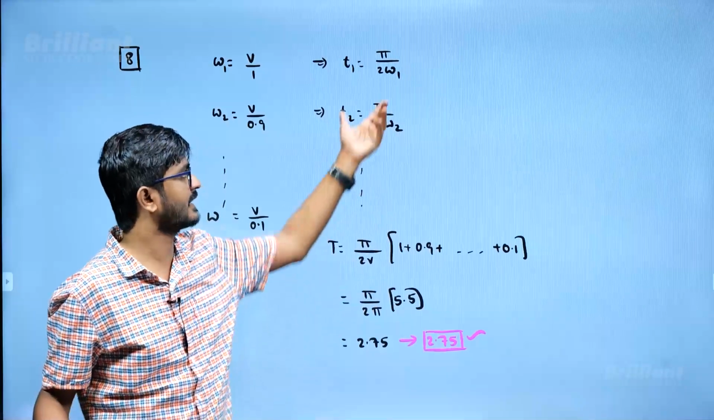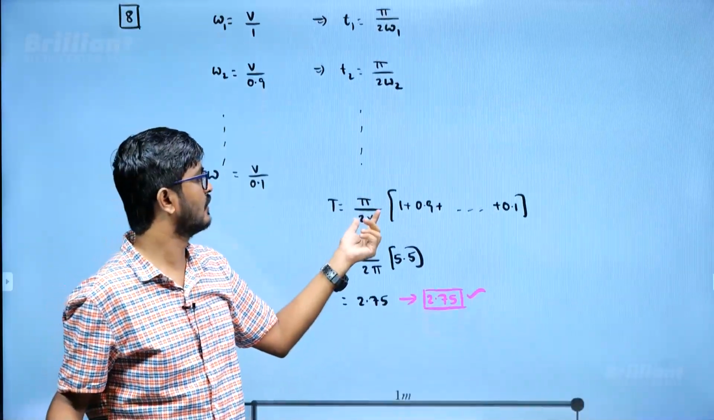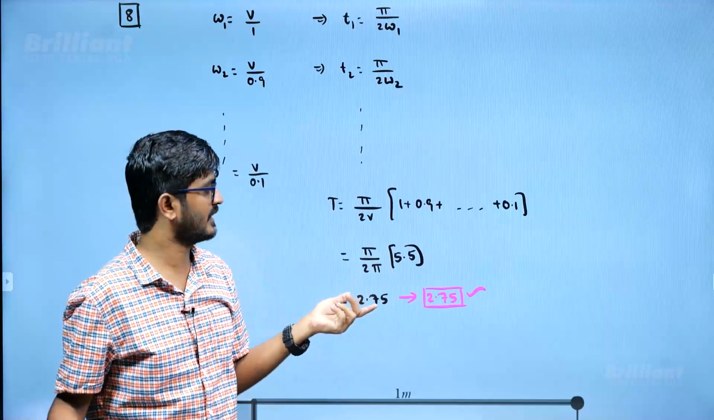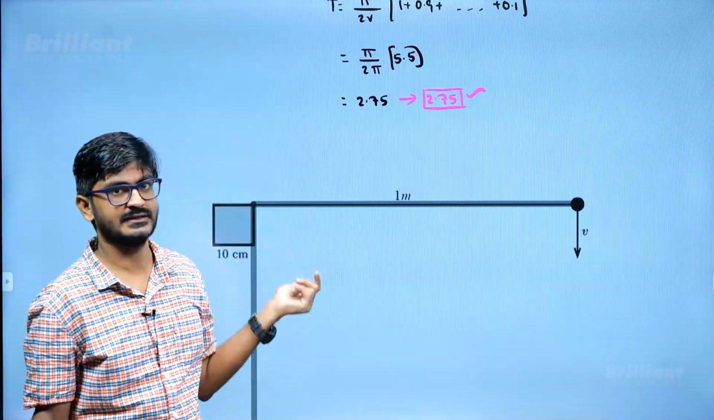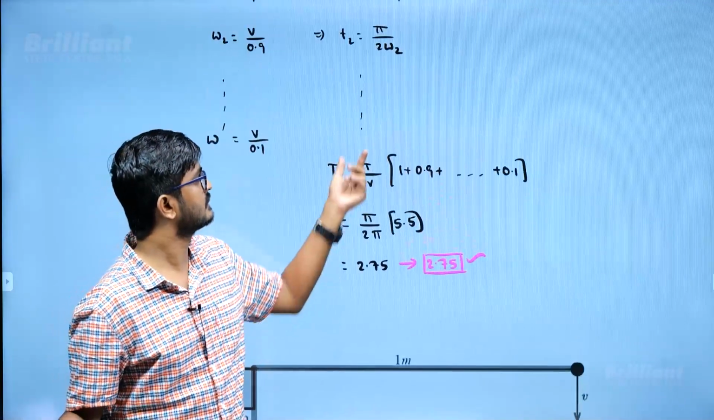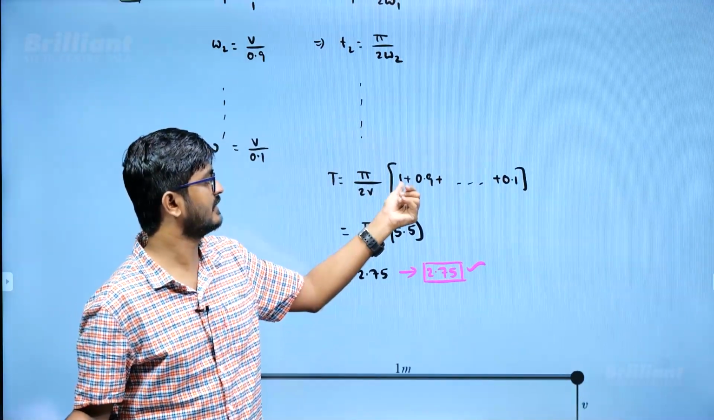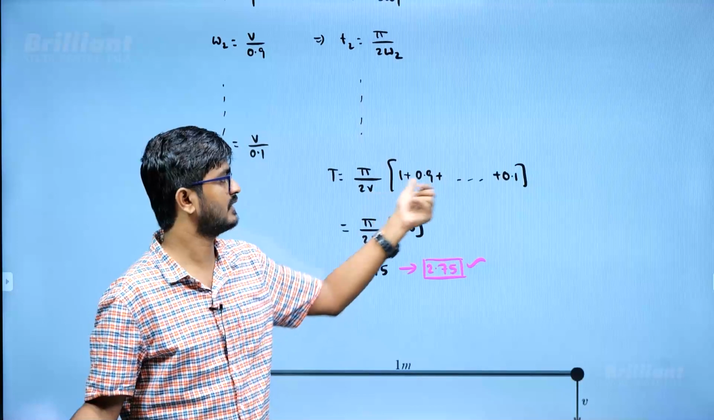So when I calculate the total time, what will I be getting? Initially how much is the omega? V by 1. In the second case, V by 0.9. In the third case, V by 0.8. Right? So omega 1, I substituted V by 1. Omega 2 is V by 0.9 and so on.